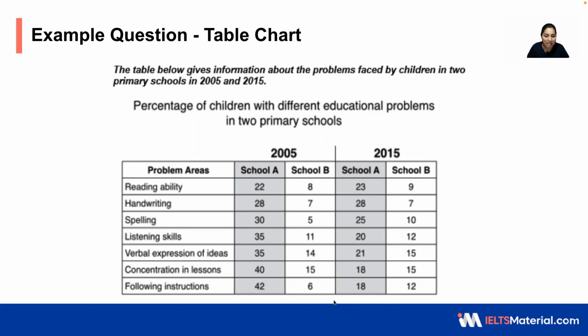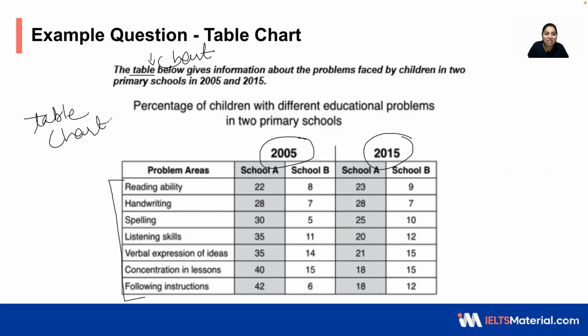In the table chart, as I said, it will majorly contain the numbers. It will have year, which shows the difference, and it will have different categories through which you will be able to form different sentences. Here also, it may present it as table, or in the question, you will have it described as chart. So you need to describe that it is a table chart, again giving the exact way of representing your introduction.